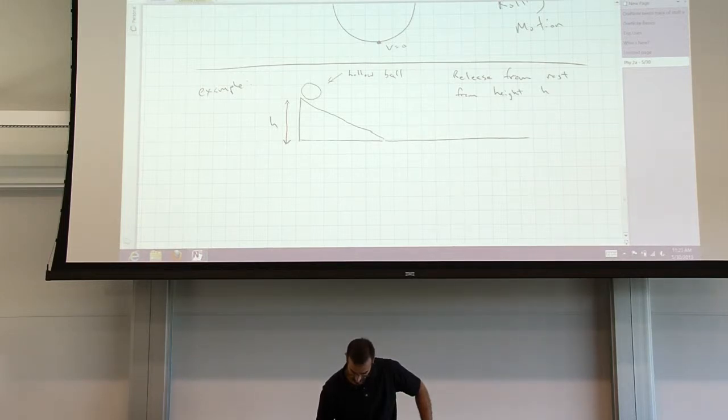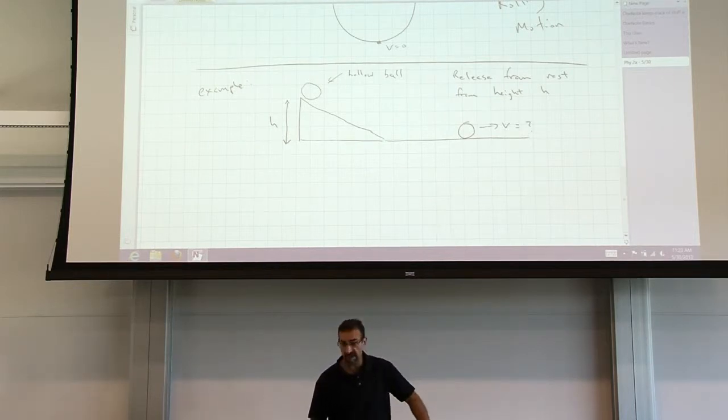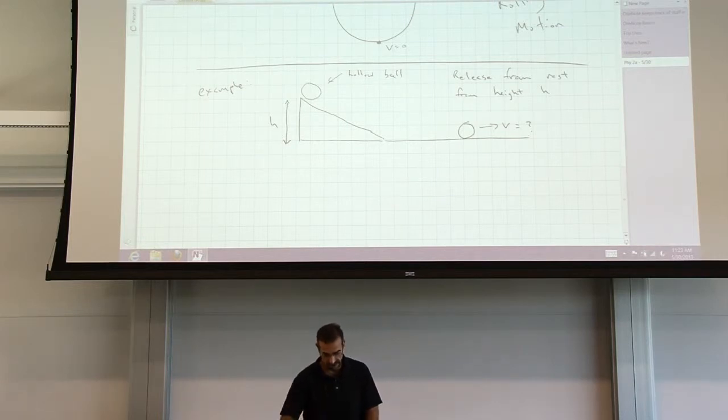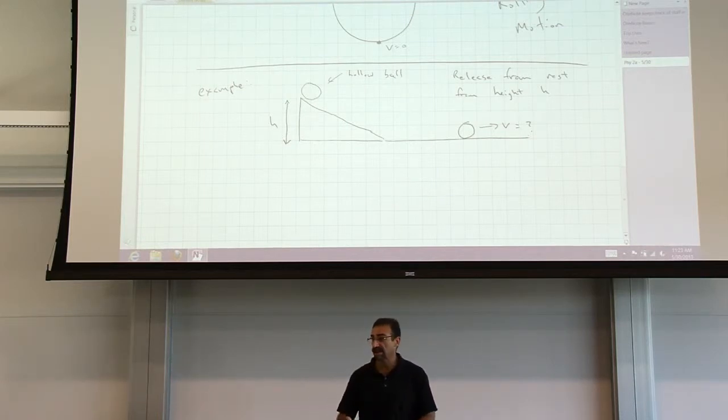And we want to know how fast is it going when it gets down here. How fast is it moving in this direction? So it's going to be rolling also. Now our surfaces have to have friction for there to be rolling. Otherwise it won't roll, right? It'll just slide down the incline. If it rolls, it's because there's some friction there.